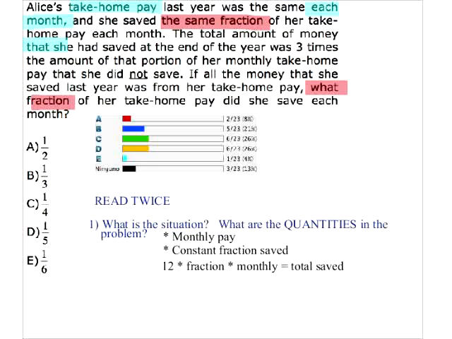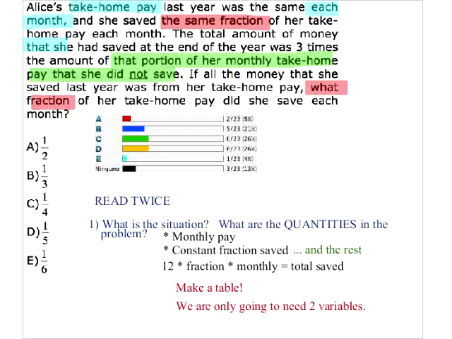And then there's the amount of the monthly that she did not save. You shouldn't need any new variables for that either, because that's the rest of it. So there's really not that many quantities going on here. You've got a monthly pay, you've got a fraction. So we only need two variables to solve this problem. If you have more than that, it's going to start making the problem unmanageable. So you really want to make sure that you don't waste variables. So let's make a table.